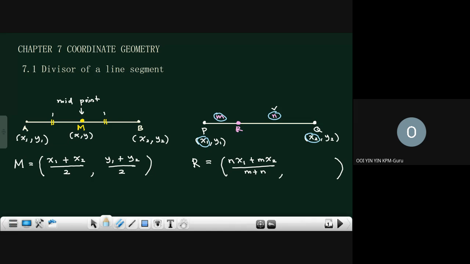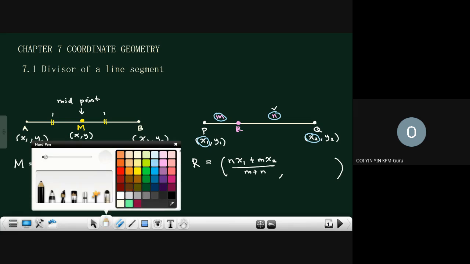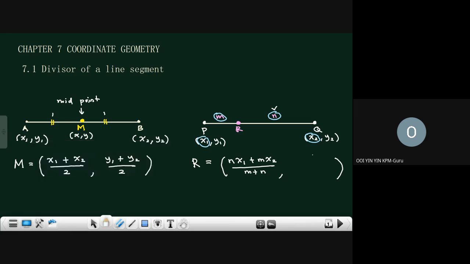Easy for you to remember because this is your first point. This point comes first, right? X1, you multiply with ratio n, and then your x2 you multiply with the other side ratio m. And then divide with the overall ratio. That means these two ratios added together. Same goes for your y here.